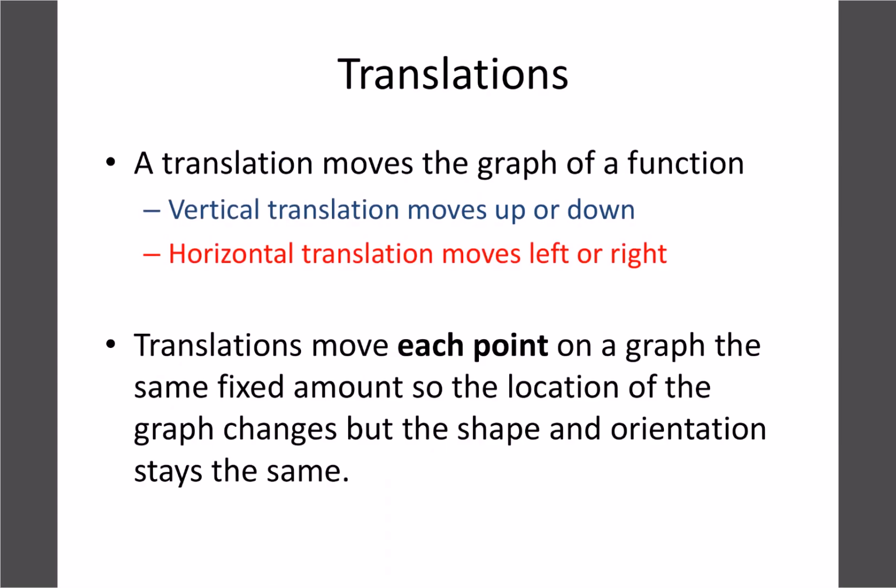Where we're going to start is the definition of a translation, which basically says a vertical translation will move the graph up or down, and a horizontal translation will move that function left or right. And like I said before, every translation always moves each coordinate on the graph the exact same amount in the exact same direction. Otherwise, the graph would get distorted. So it's always going to be the exact same shape, just moved left, down, up or right.